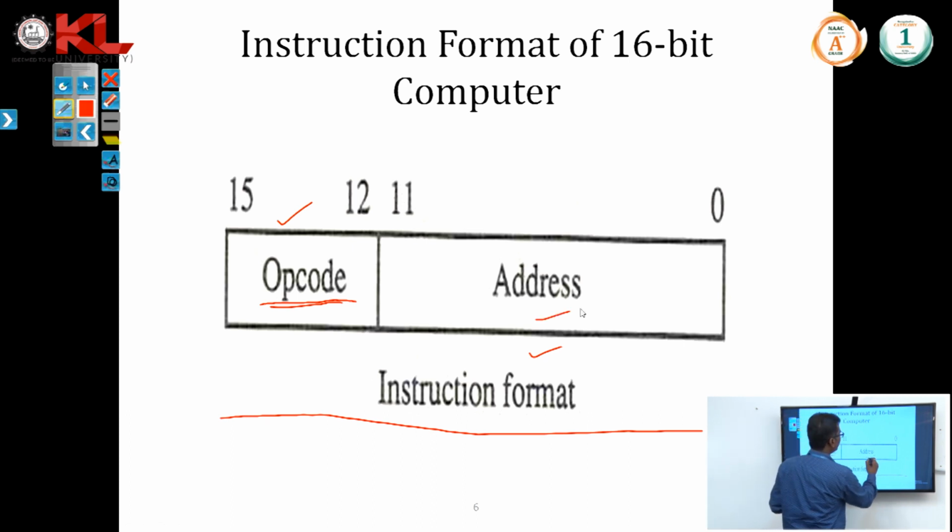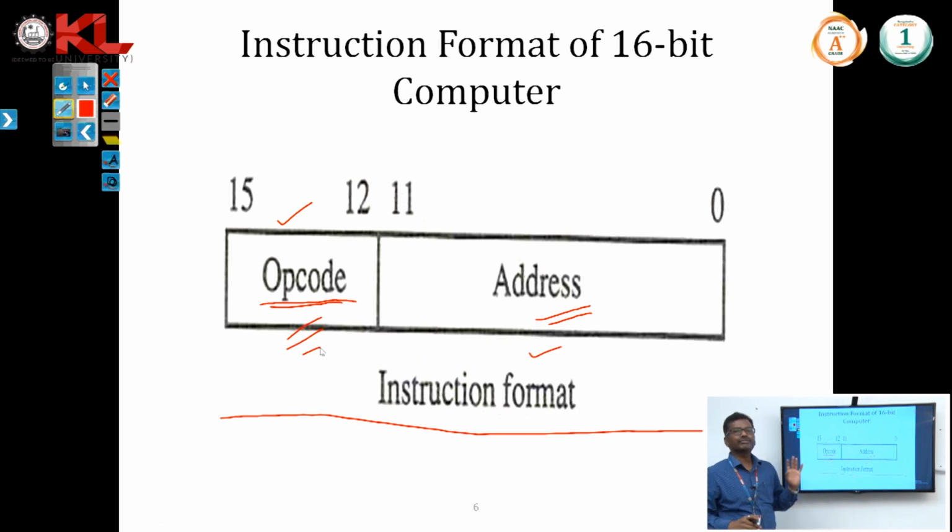So this is the address field part and the opcode field part. That means every instruction format consists of two important fields. One is the opcode field, and the second one is the address field.